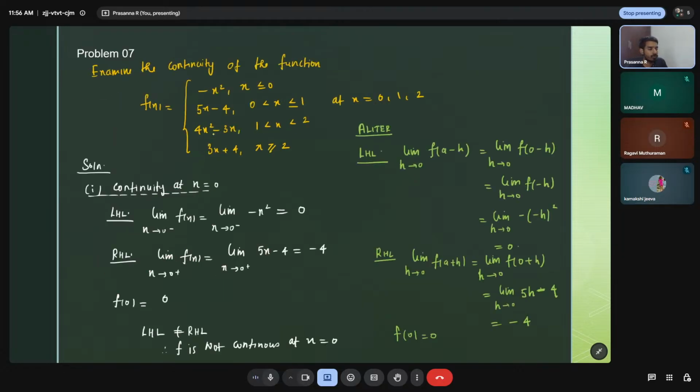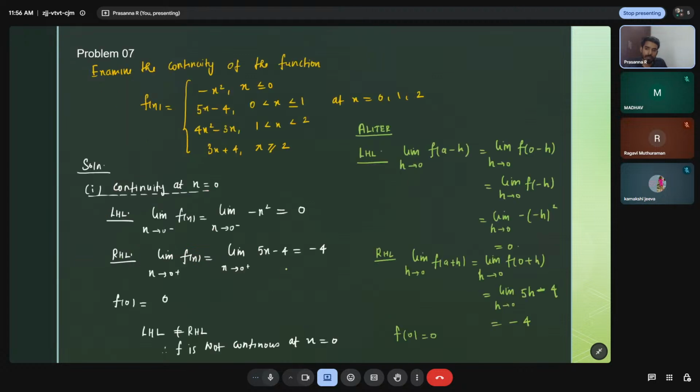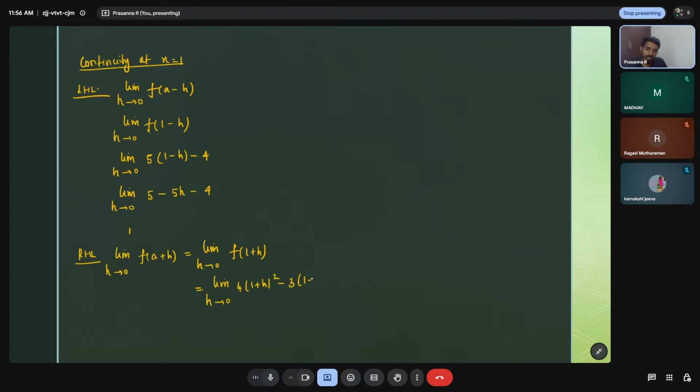So in that, this is your function 4x square minus 3x. In that you replace x by 1 plus h. So 4x square minus 3h. So when you apply the limit, what will you have? The limit h tending to 0 of a square plus b square plus 2ab minus 3 minus 3h. So when h is 0, these two will be 0. This will be 0. So it is again equal to 1.